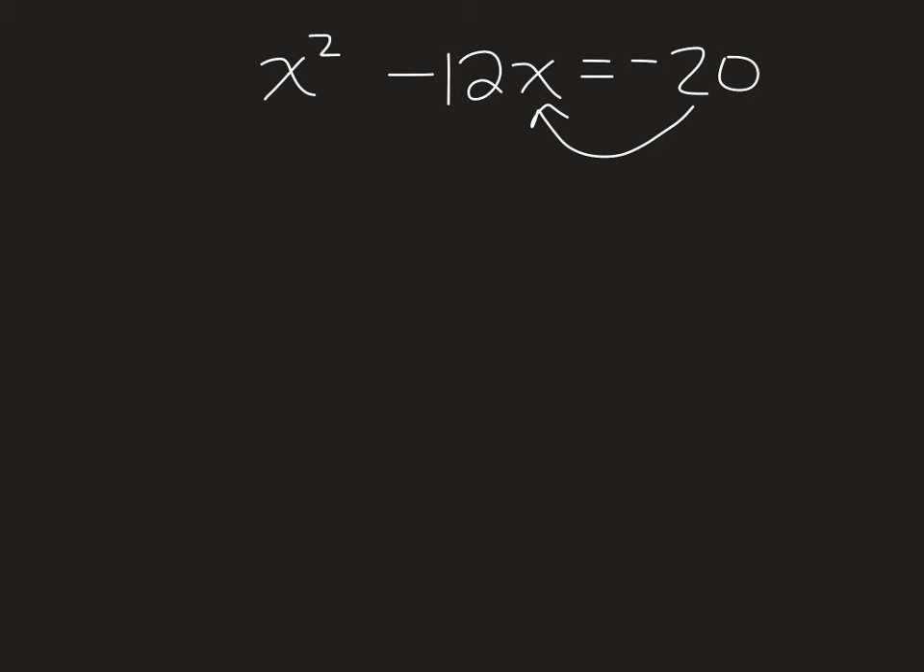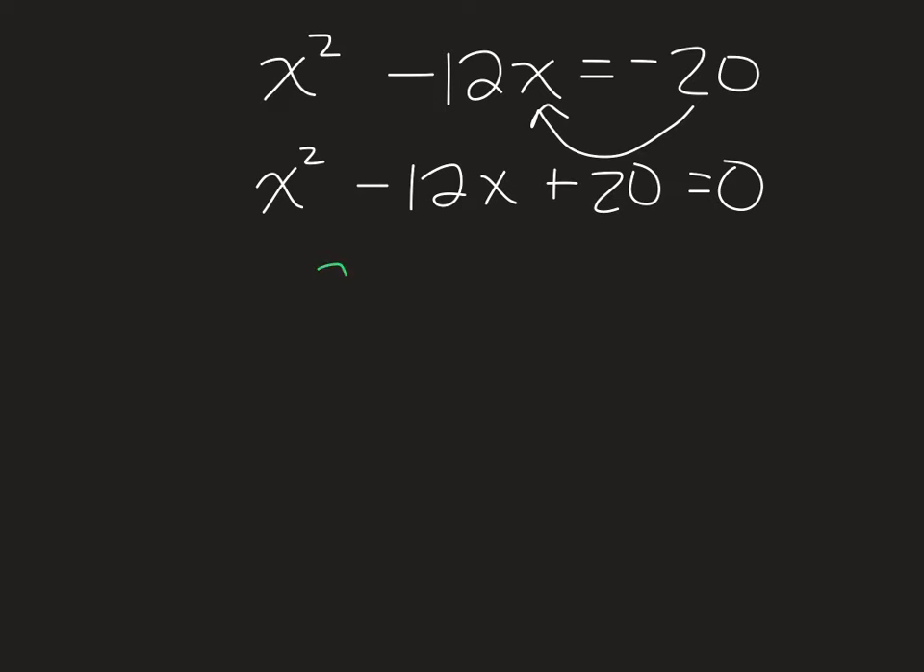Okay, so how are we going to do that? At this point in the game, Algebra 1, Algebra 2, you know what to do. We're going to add 20 to both sides. So what we have is x squared minus 12x plus 20 equals 0. Okay, so I just moved that negative 20 over to the other side of the equal sign using inverse operations.